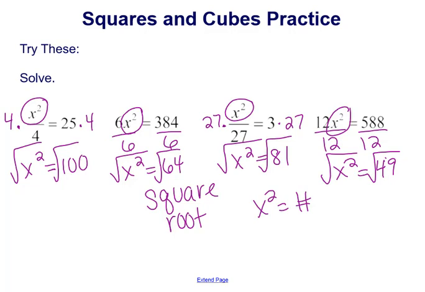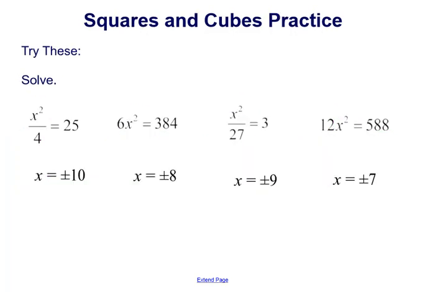So then we're taking that square root, that principal square root, or actually we would have both signs because we don't have enough information about the problem to know if it's the principal square root or the negative square root. So we're going to take both in this case and get that x equals plus or minus 10. That was from the square root of 100. X equals plus or minus 8, that was from the square root of 64. X equals plus or minus 9, that was from the square root of 81. And x equals plus or minus 7 from the square root of 49.